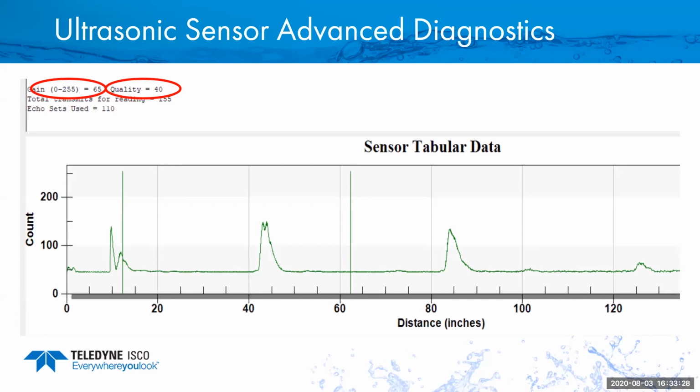Below is the graphic of what we're actually seeing. And it sees the peaks, and we're looking for the one at about 40 inches. So it sees there's multiple peaks there. So it's probably turbulent.